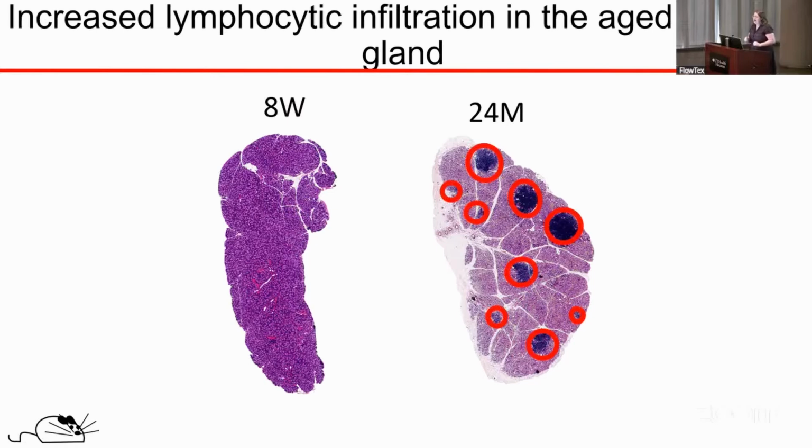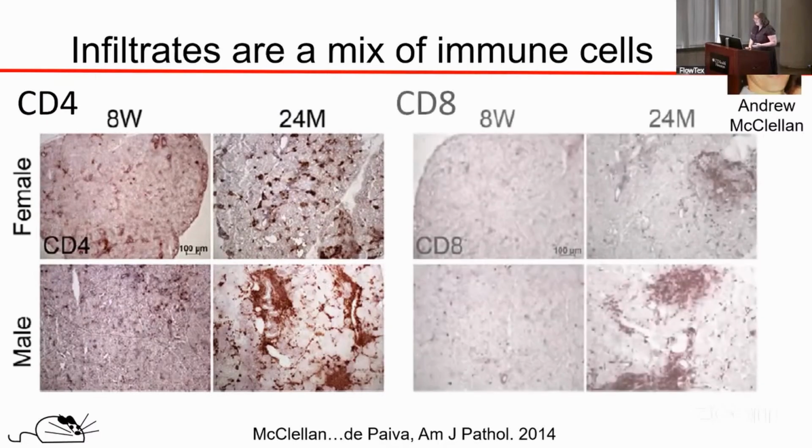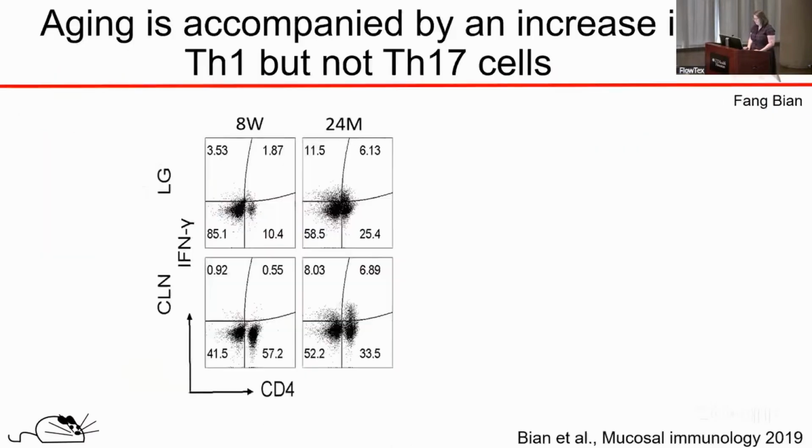And so likely what's happening is the immune cells are infiltrating the lacrimal gland and disrupting the production of the aqueous tear film. We have characterized these infiltrates quite extensively. We have seen that these infiltrates contain both CD4 positive T cells and CD8 positive T cells, as well as B cells and T follicular cells.